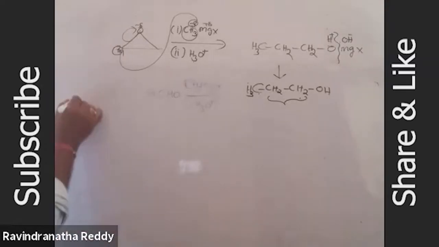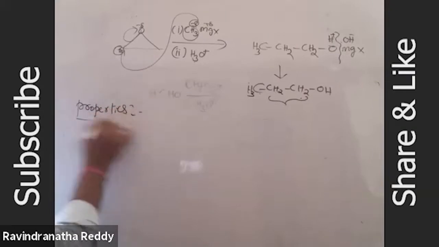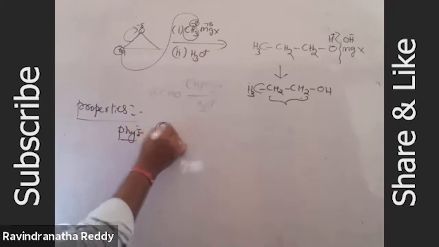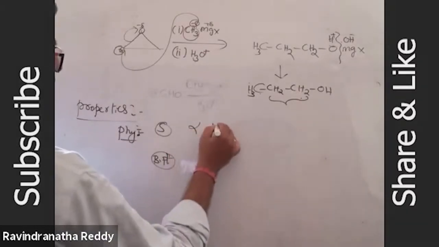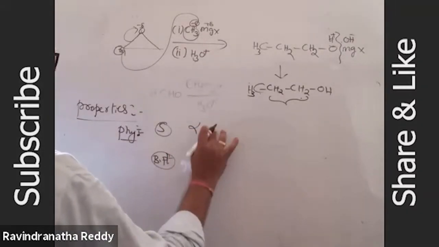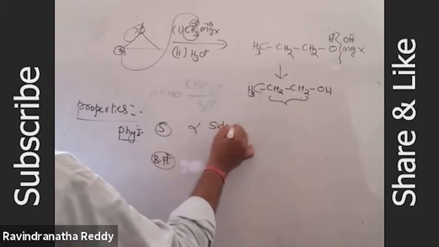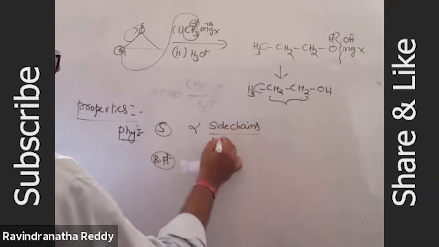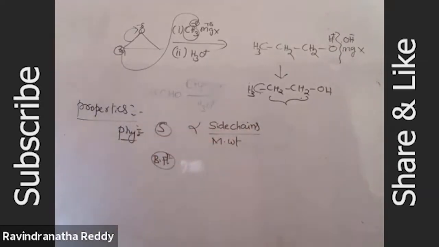So next properties. Physical properties means mainly solubility and boiling point. These are the main points. Solubility, what is the formula? Solubility is inversely proportional to molecular weight: as molecular weight increases, solubility decreases. Solubility is directly proportional to number of side chains. Number of side chains are more, attractions more, solubility is more. Molecular weight is more, so molar mass is more, solubility less.